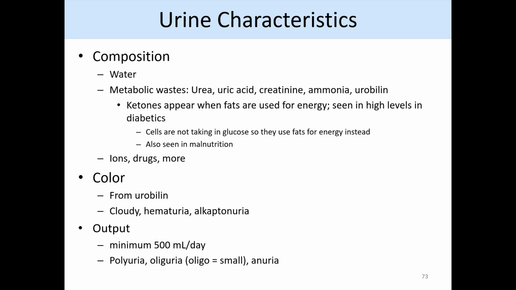In terms of urine output, the minimum output is a half a liter per day, though we typically produce about a liter of urine per day. Polyuria would be producing too much urine. Oliguria is producing too little urine, so less than 500 milliliters a day. And anuria means not making any urine, which is very bad because then we are not having our kidneys function at all.